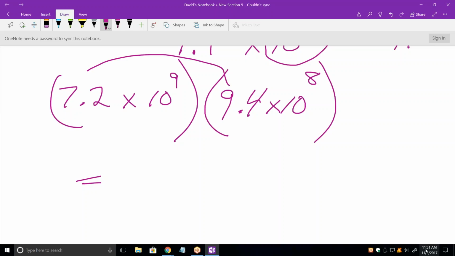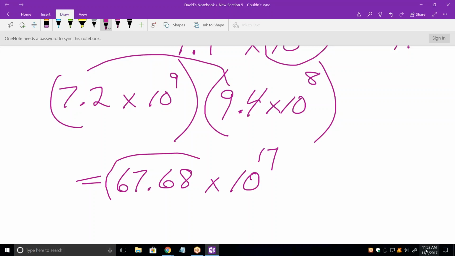9.4 times 7.2 equals 67.68. What's the rest of it? And then we add the exponents for the two, for 10 to the 9th and 10 to the 8th. We add the exponents. So what's that? It's the same base, and then that gives me 17. Okay. 10 to the 17th.